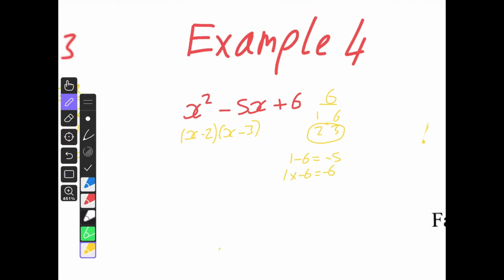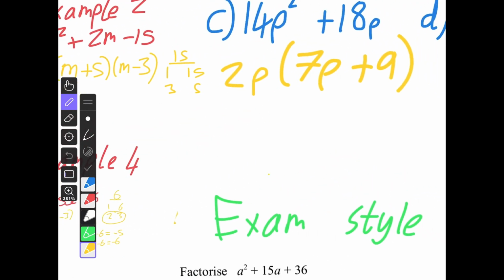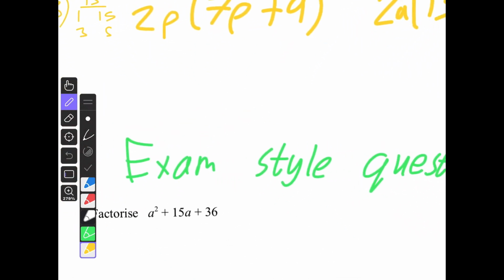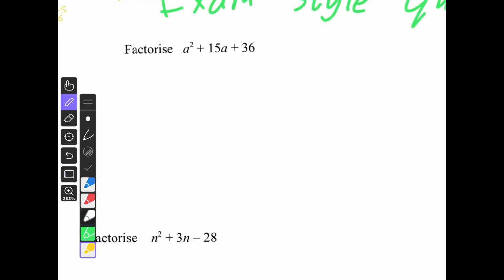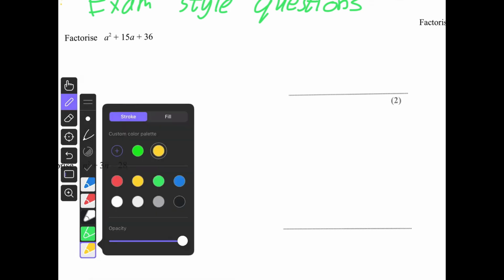Right. Now I've added some examples. Let's do some GCSE style questions, and this is how it might look in an exam. Okay, so you'll see it something like this. This is exam language, right? So if you want to pause the video and have a go first, see what you can do.